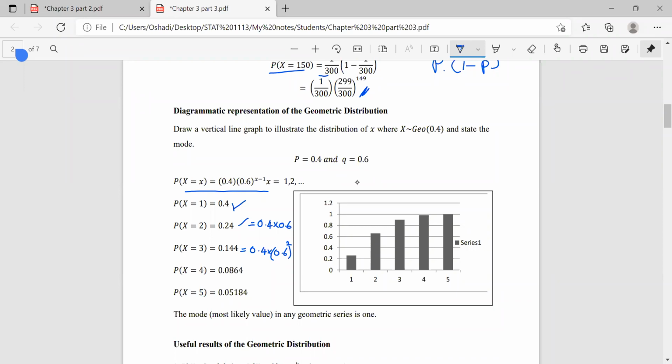So the most likely value in any geometric series is 1. This is the cumulative one actually. If we draw the line graph, you may see that the probability of the first success occurring in the first trial is always the most likely value.